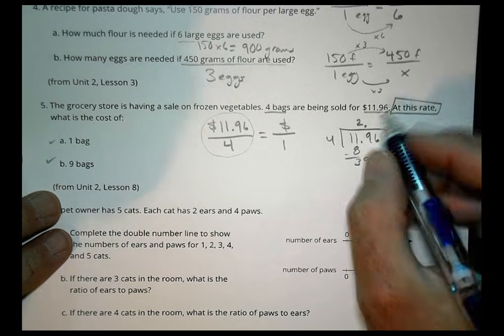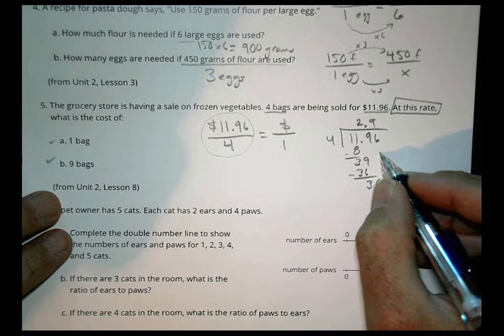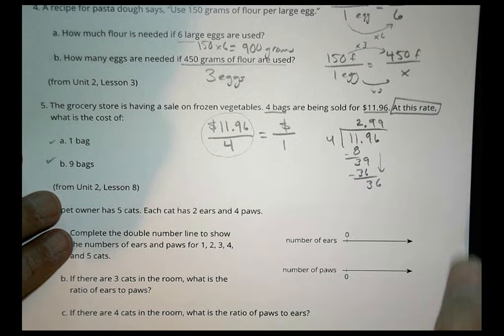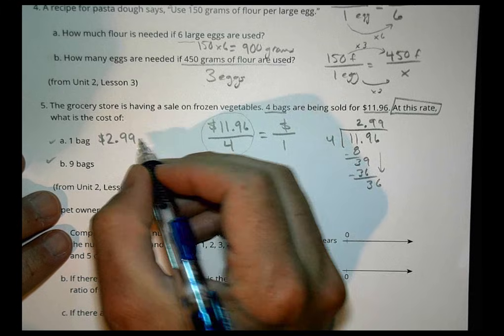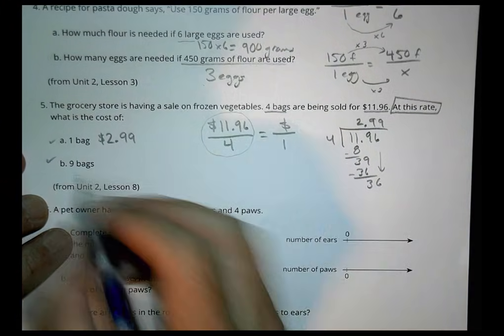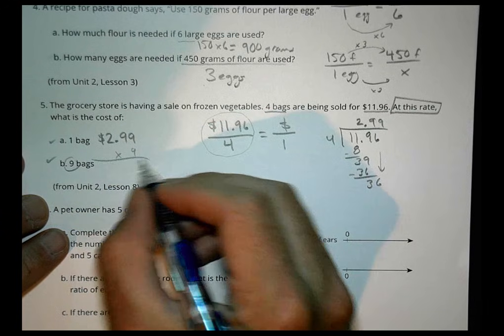4 goes into 39 9 times for 36. We bring the 6 down there, and 9. So my unit rate for 1 is $2.99 per bag. If I then have 9 bags, then I'm going to multiply that by 9.